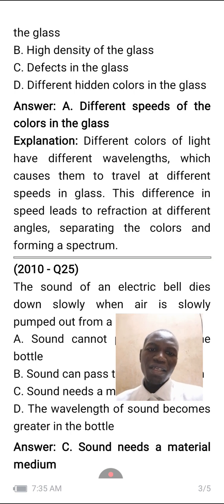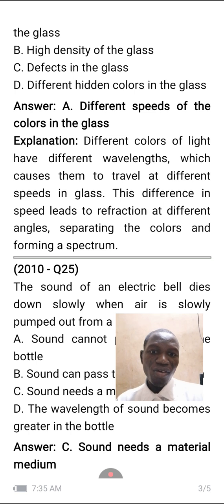When you pass light, I hope you remember that white light has how many colors? Remember your ROYGBIV, right? Yes. So red, orange, yellow, green, blue, indigo, violet. So these are the colors of light. So as these colors pass through a glass prism, they move at different speeds. So that is what causes dispersion.